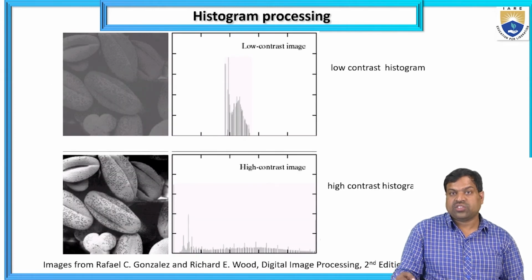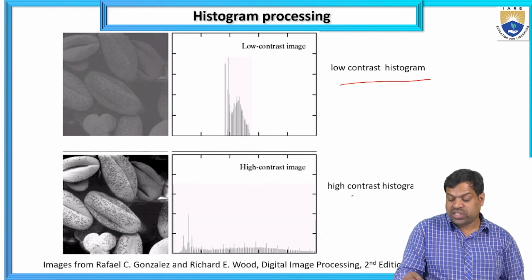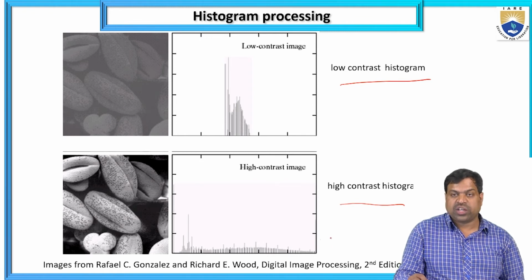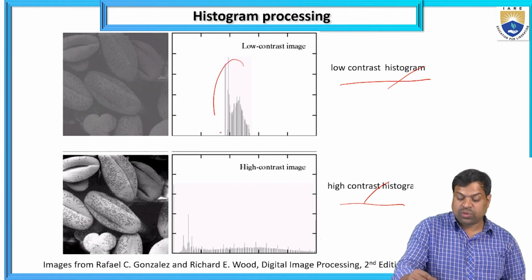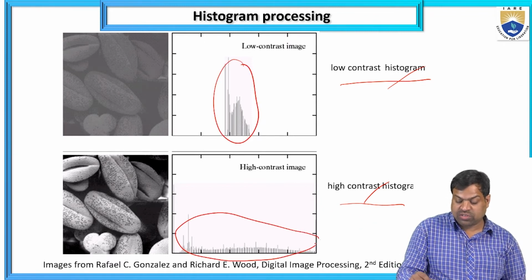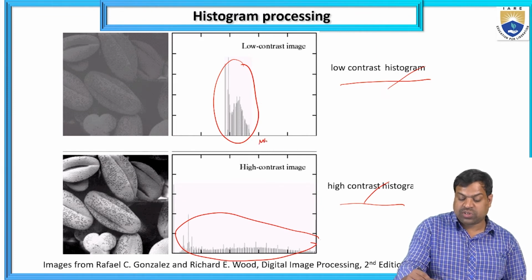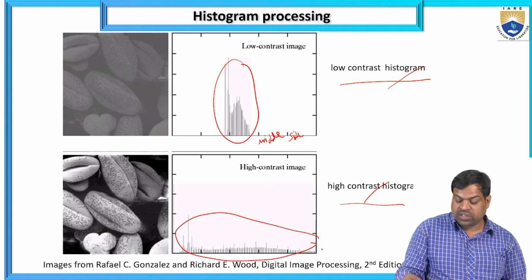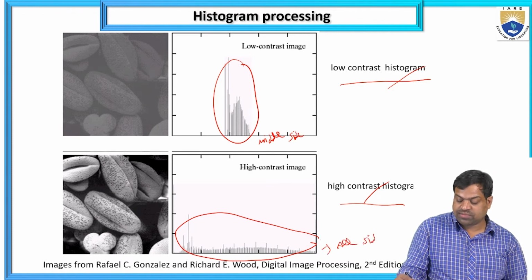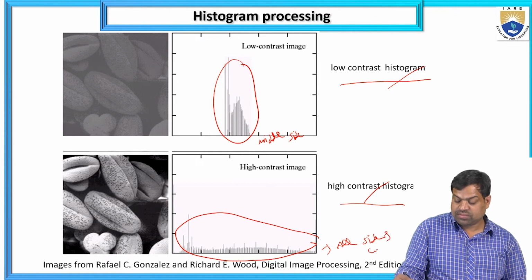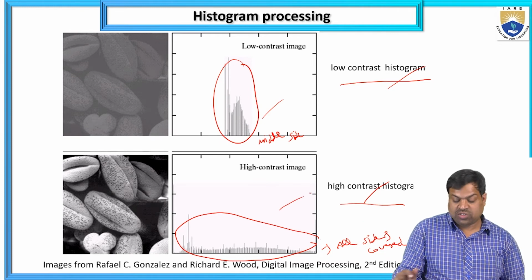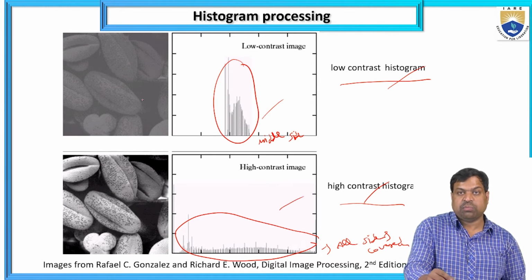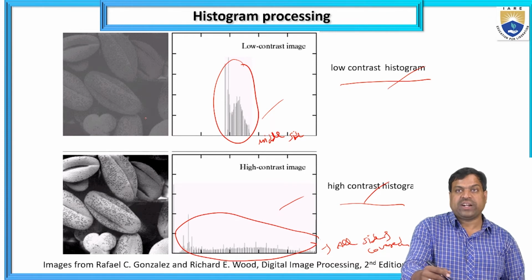So here is another example. It is a low contrast histogram and it is a high contrast histogram. I am not taking the normal histogram. In the low contrast one, only the middle is covered. In the high contrast one, all sides are covered. It is looking good, it is a normal image. This one is blackish and high, which means brightness we have to adjust.